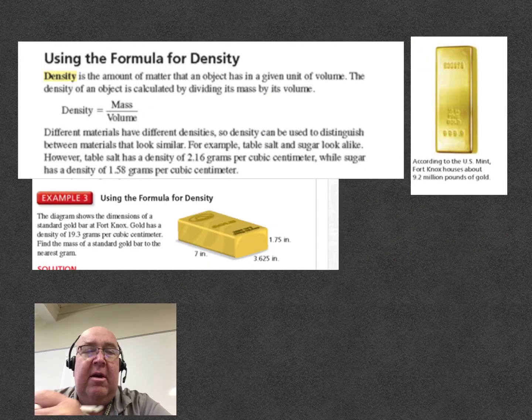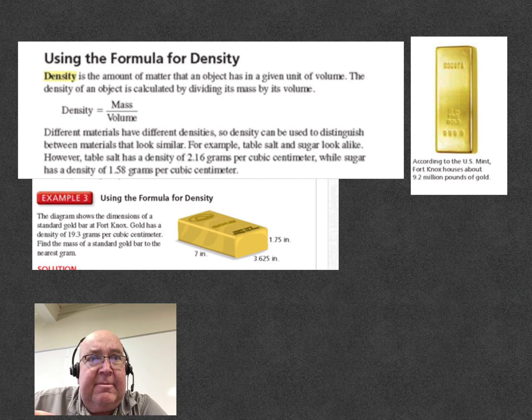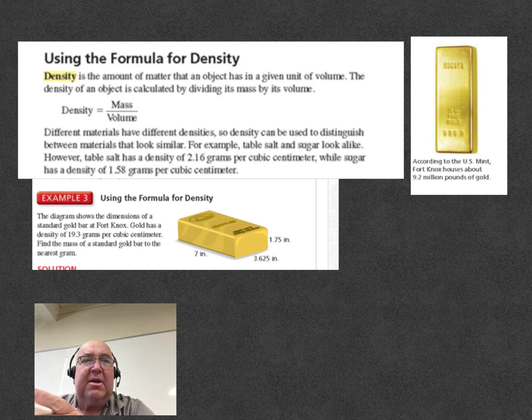And okay, so basically density is dividing the mass of an object by its volume. So in this problem, we're going to be finding the mass of a gold bar whose density is 2.16 grams per cubic centimeter. Actually 19.3 grams per cubic centimeter. Look at the right part of the problem.